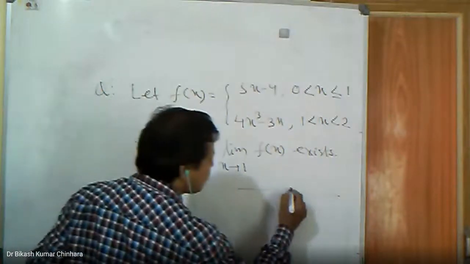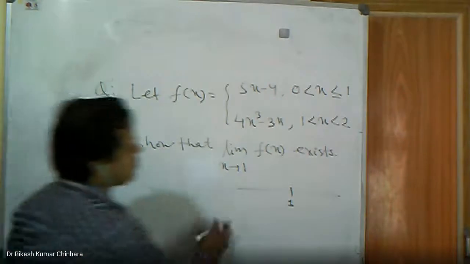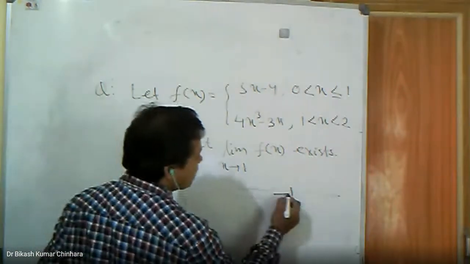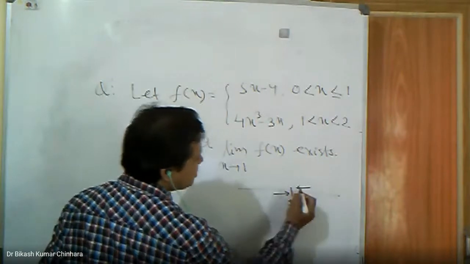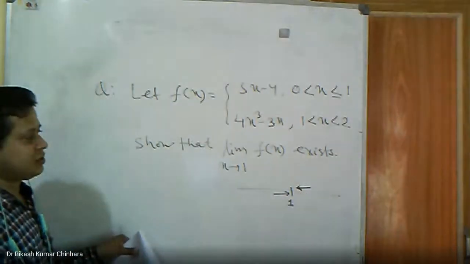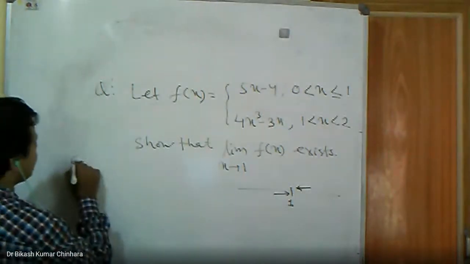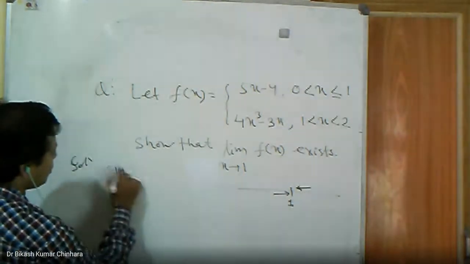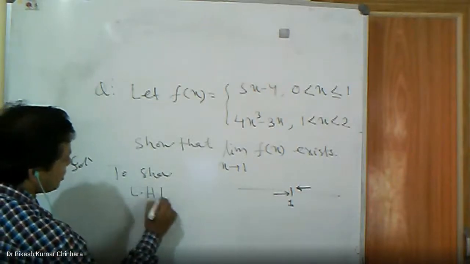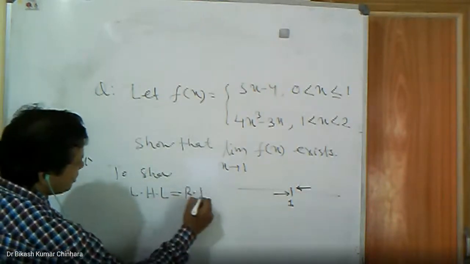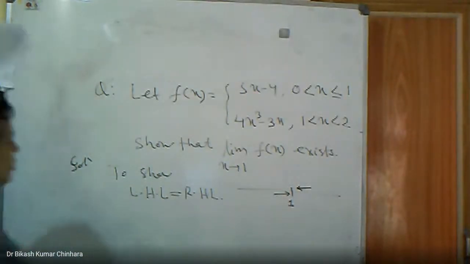So you identify the point 1. So this is the point 1. For LHL, you have to approach from this direction, and for RHL, you have to approach from this direction. So let us evaluate your LHL. Solution: to show, what to show? To show LHL should be equal to RHL. This is my target, so we should move according to the target.